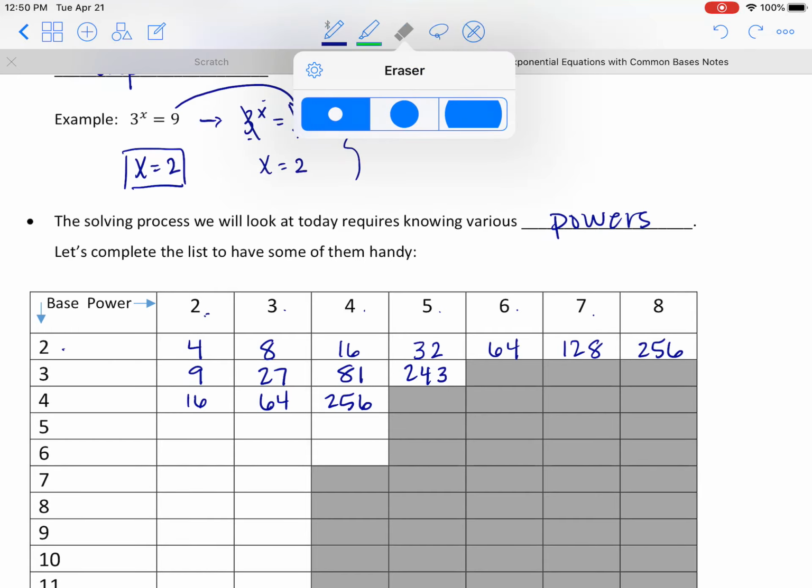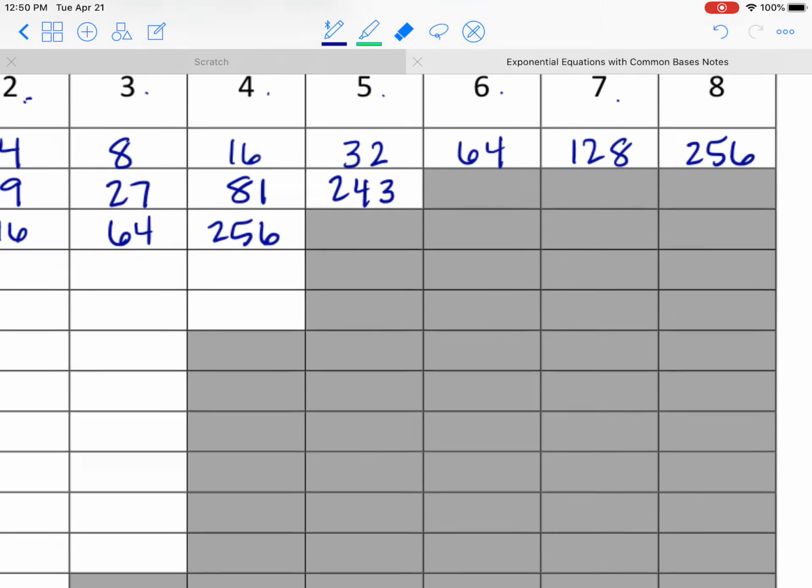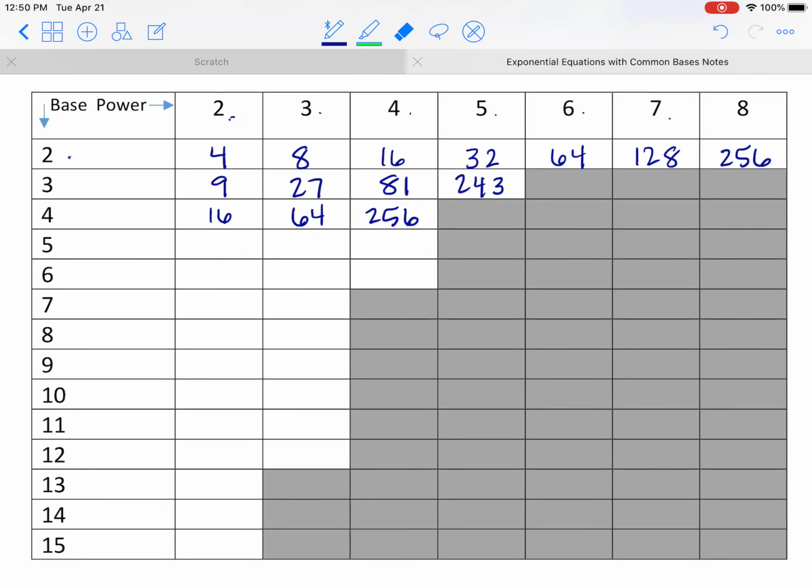So now that I did all that, I don't want to mess up my table, so I'm going to undo a million times. And almost there. Oh, sorry, I just wanted to get rid of that highlight without messing up my table. Okay, so let me get rid of this. Okay, and let's keep filling in this table because these are going to be handy numbers for us to reference.